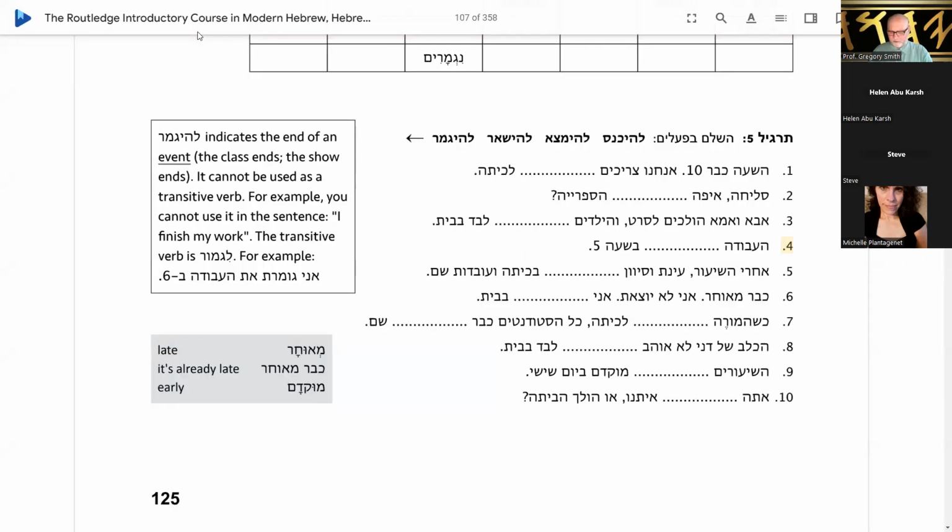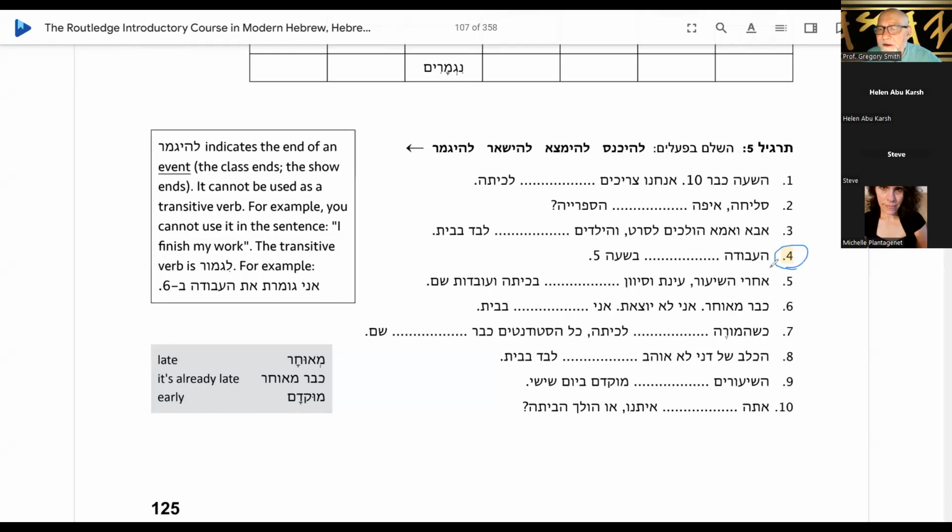Okay, so here's what we're going to do. We'll look at this here, take a look at this sentence here. We're starting with number 4. Okay, so we have ha'avodah blank basha'ah. So I have an idea now. Basha'ah literally means in the hour of. Ha'avodah is like the work, so it's like your job. So it's like the job, something in the hour of.